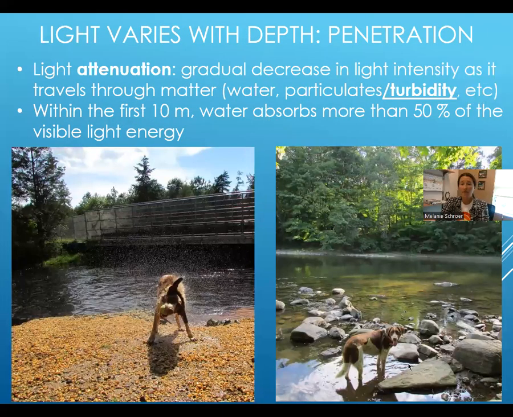Light also varies with depth in terms of penetration. So light attenuation is a basic property of light in which the light loses its intensity the farther it is from its source, or the farther it has to travel through matter, either through the air or in this case through the water. So of course water is absorbing and reflecting, and also whatever is suspended within that water. Turbidity is a term that is referring to how much particulate matter is suspended within the water column. And so, of course, that varies substantially.